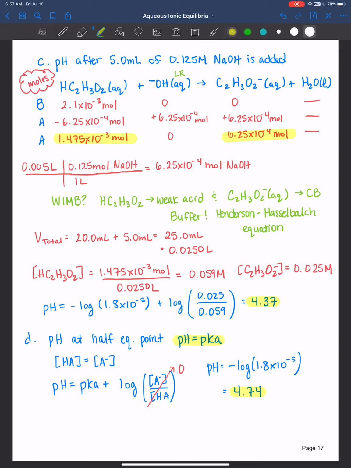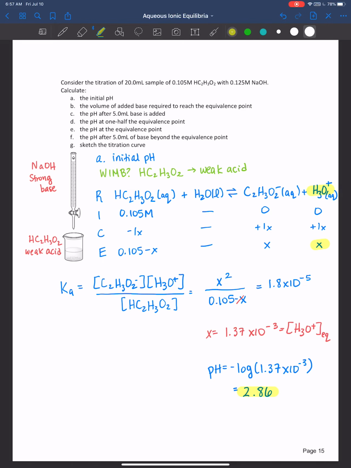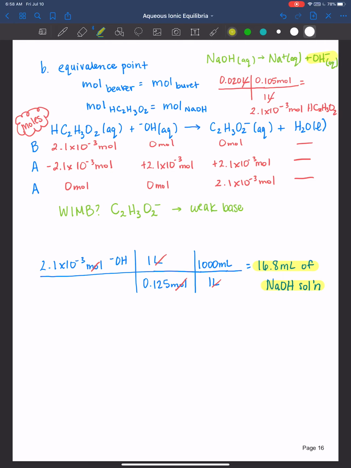Now the next one here is when we want to find the pH at the equivalence point. So we've already figured out the volume of added base required to reach the equivalence point. And so now the pH at the equivalence point is based on what's left in our beaker, right? So coming back to part B actually here. This was the equivalence point. We realized that we don't have any of the acetic acid and hydroxide left over because they neutralized each other.